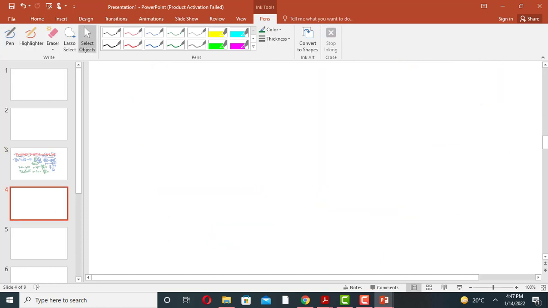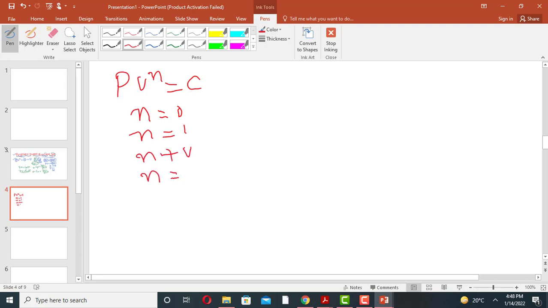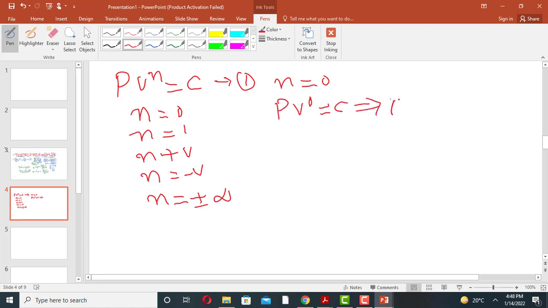Now come to the polytropic relation, which is PV to the power n is equal to constant. Now the value of n can be 0, the value of n can be 1, it can be a positive number, it can be negative, it can be plus or minus infinity. So suppose this is equation number 1. Now if n is equal to 0, then equation number 1 will be written as P to the power 0 is equal to constant, which implies that P is constant. So the pressure is constant, and this process will be called the isobaric process. An isobaric process is a process in which the pressure is constant.